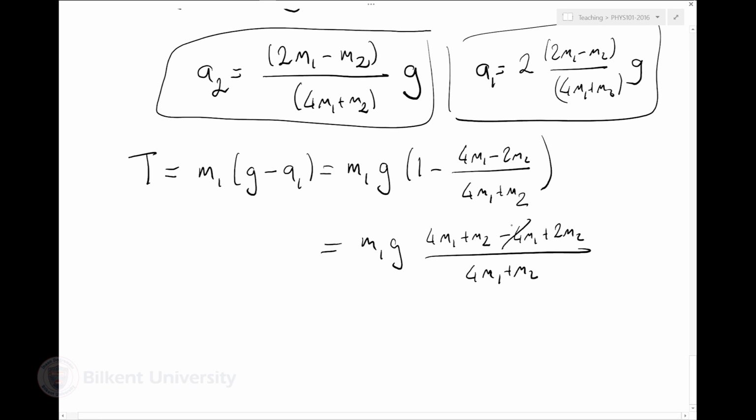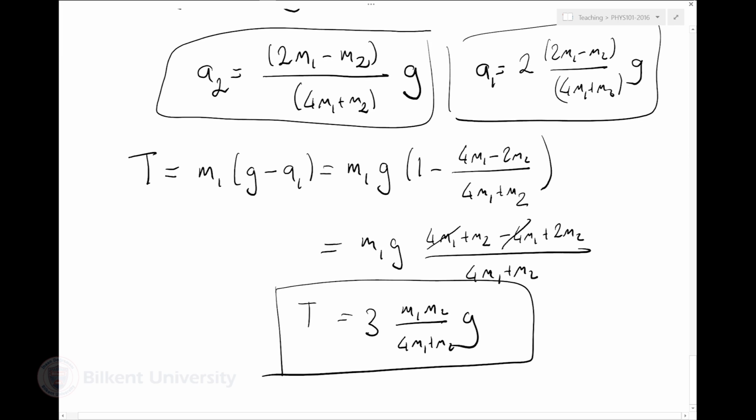And here is what I find. It's going to be 2m1 m2 over 4m1 plus m2. It's not 2, it's 3. You're right. 3 m2 m1 times g. Did I find all of the things that were requested? Yes, I did. I reached my goal.